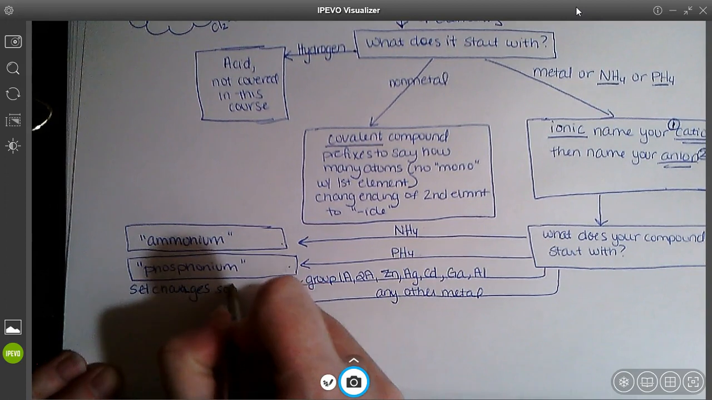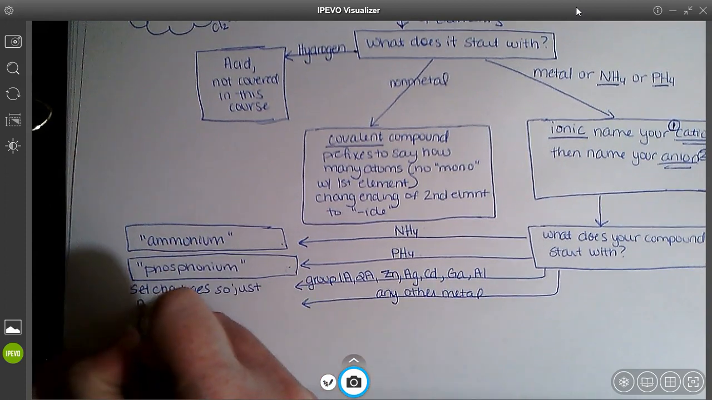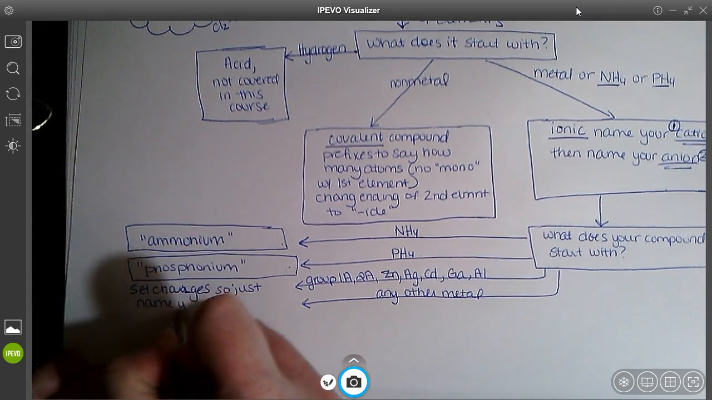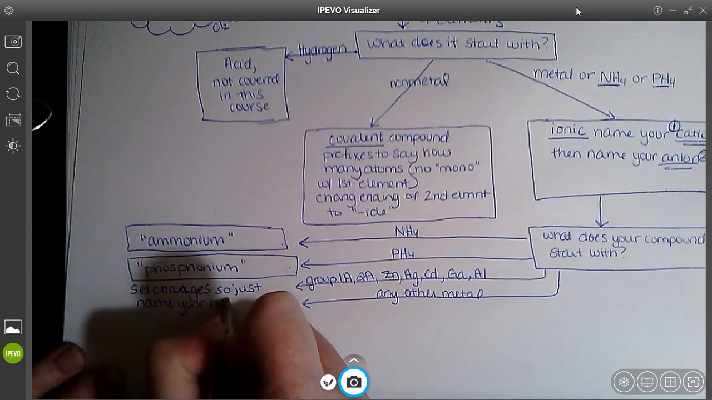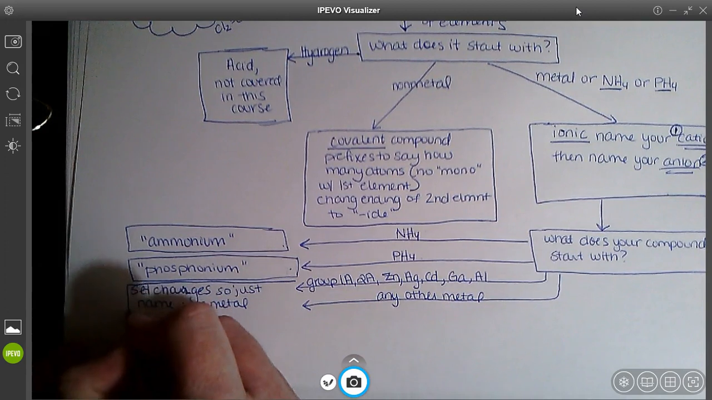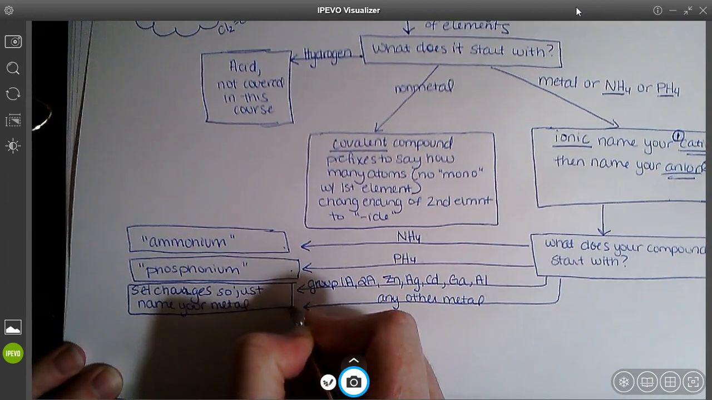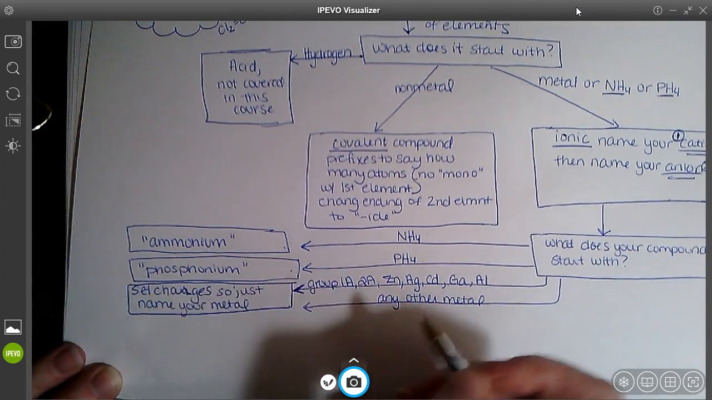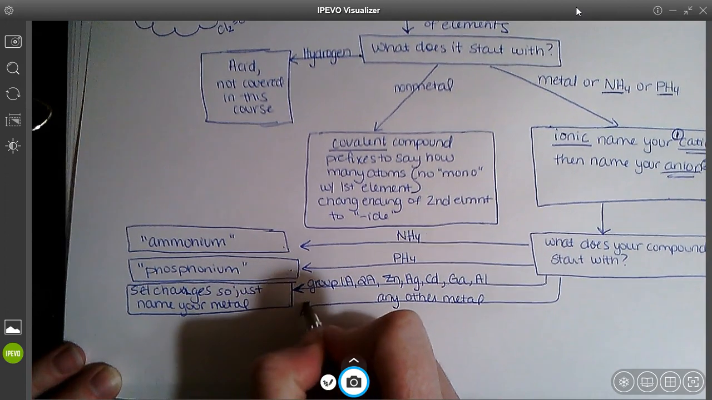So just name your metal. You don't have to tell your reader anything else about it. They know what the charge on that cation is. Let's make this arrow go down a bit.